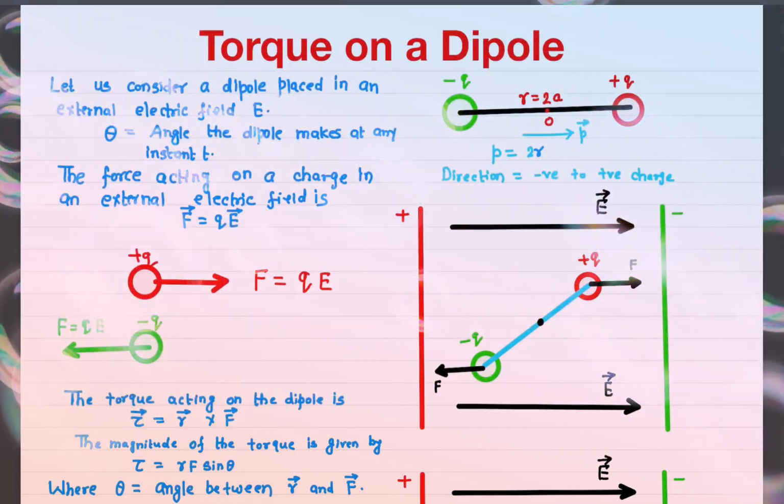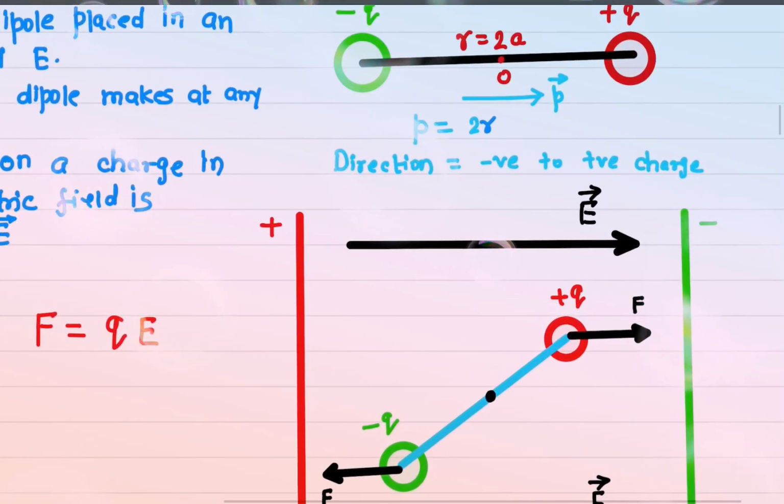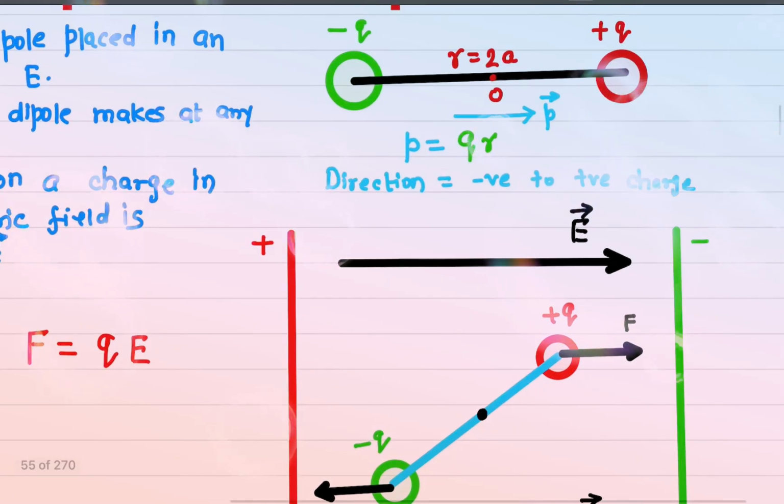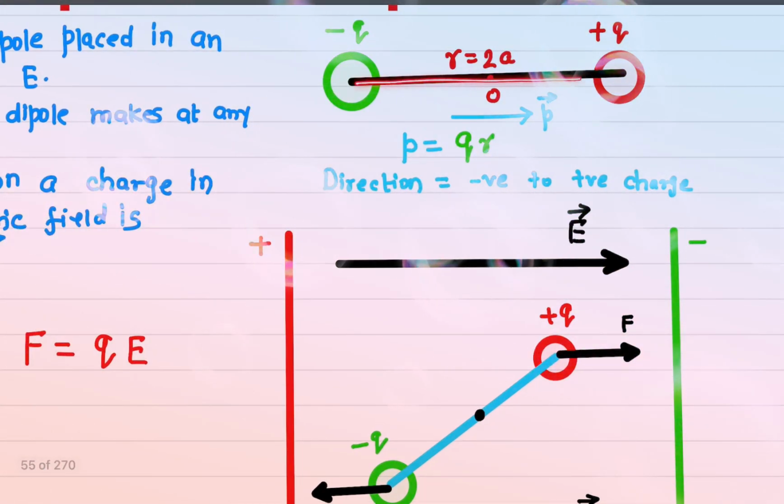The dipole moment is defined as q times r, where r is the distance between the two charges, that is the dipole, and the direction of the dipole is from negative to positive charge. So this is the direction of the dipole.